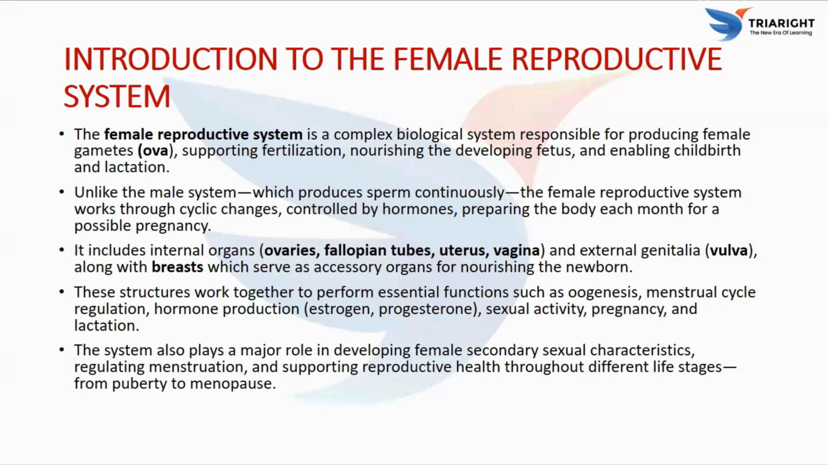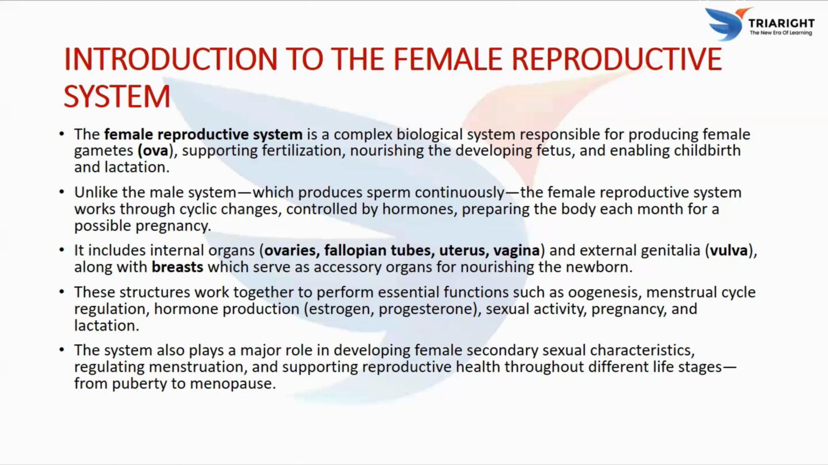It helps the baby to grow. The uterus holds and nourishes the fetus during pregnancy. And this system also enables childbirth and lactation. The uterus helps deliver the baby and the breasts produce milk for feeding.